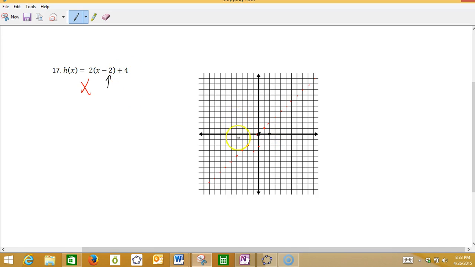And then we're going to double the output. Well, the output is 0. Doubling 0, we still get 0. So there's nothing going up or down since we're on the x-axis. But then we're going to add 4, so we're going to move the point up 4. So that point actually moves right there. Let's take another point. Let's take maybe this point here, right?